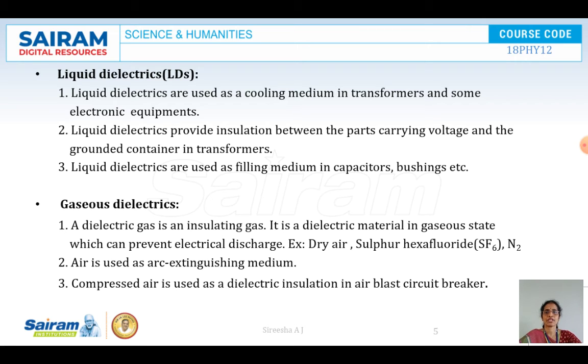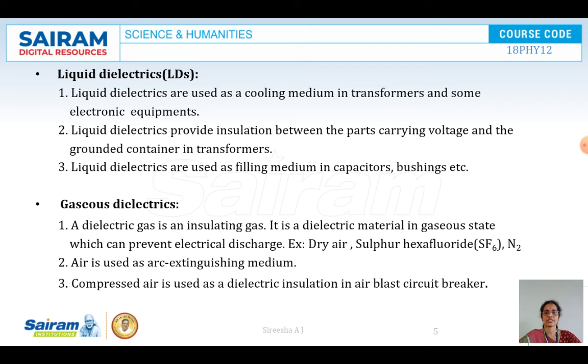Liquid dielectrics provide suitable insulation between the parts carrying voltage and grounded containers in the transformers. So liquid dielectrics are used as filling mediums in capacitors and bushings. In capacitors we have seen solid dielectrics like mica or ceramic. Now even liquid dielectrics can be used as a filling medium in capacitors.